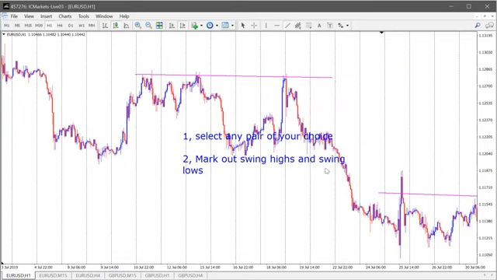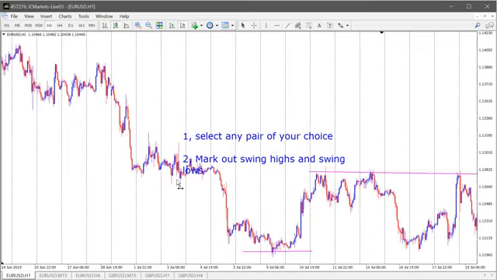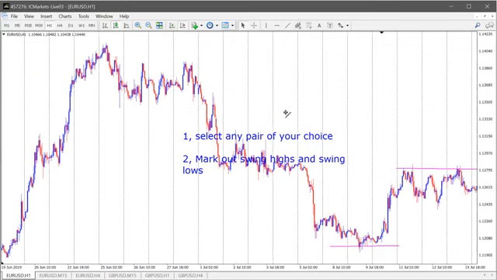Remember the rule I said: the more it touches, the stronger the trend line, the stronger the level. This is a demand, this is a supply zone. So the stronger the resistance. So you can see, then we've got another one right here. You can just map it out. We've got another right here.